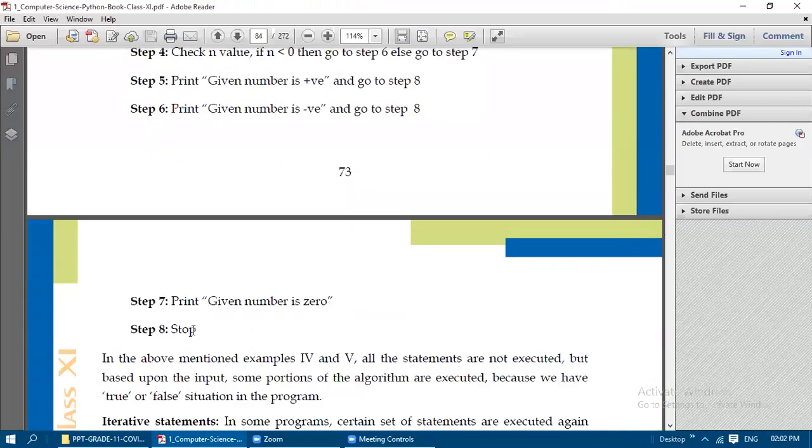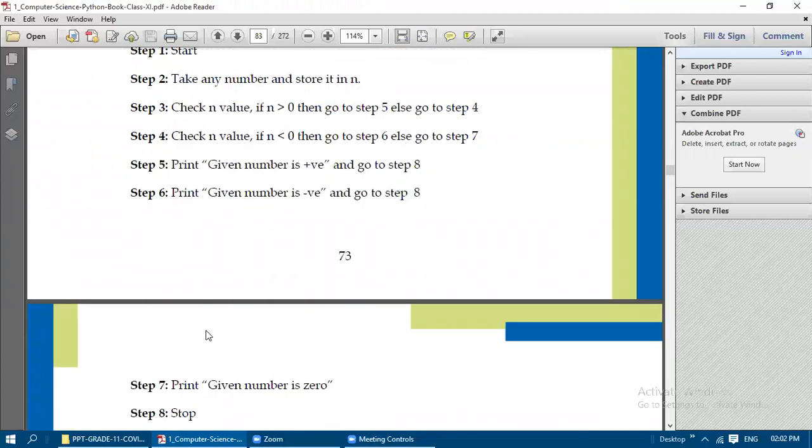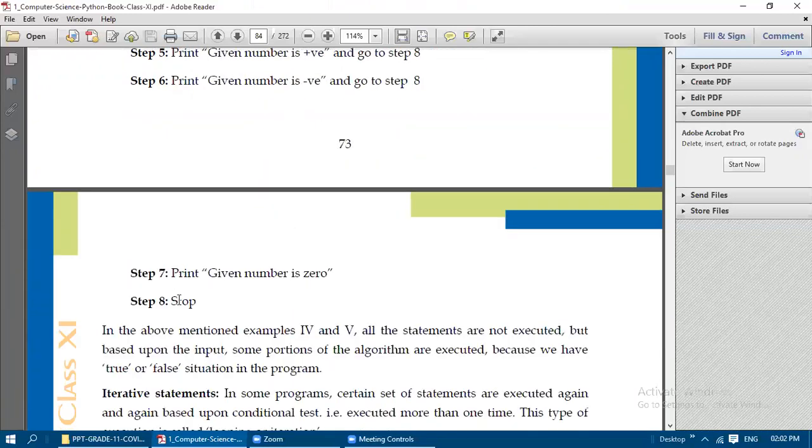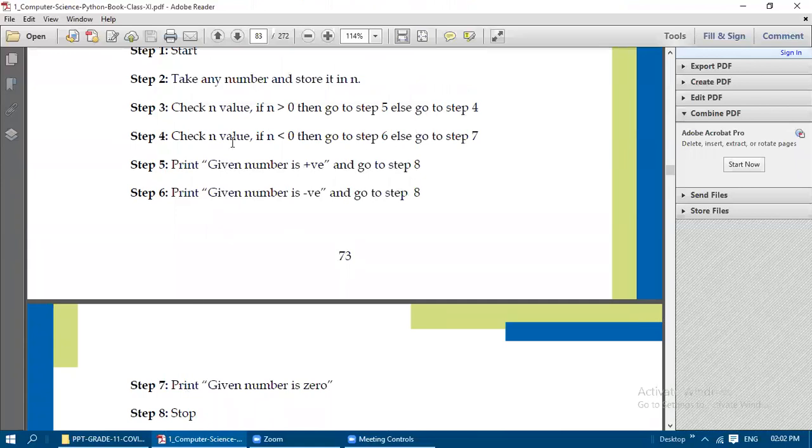After printing that the given number is positive, you need to stop the process. Else go to step 4. We need to check whether the value is less than 0. If it is not greater than 0, then automatically we go to the less than category. So whether it is less than 0, we need to check. If it is true, then we need to print that the number is negative. Otherwise, it should be 0 only. So we need to go to step 7.